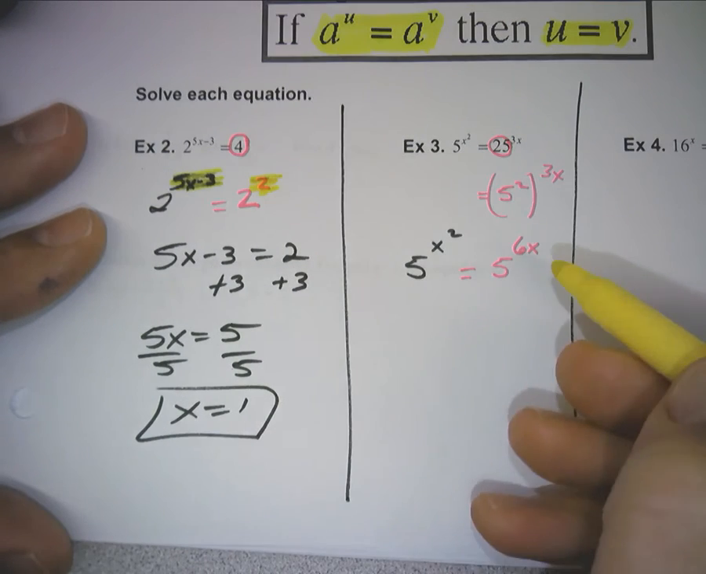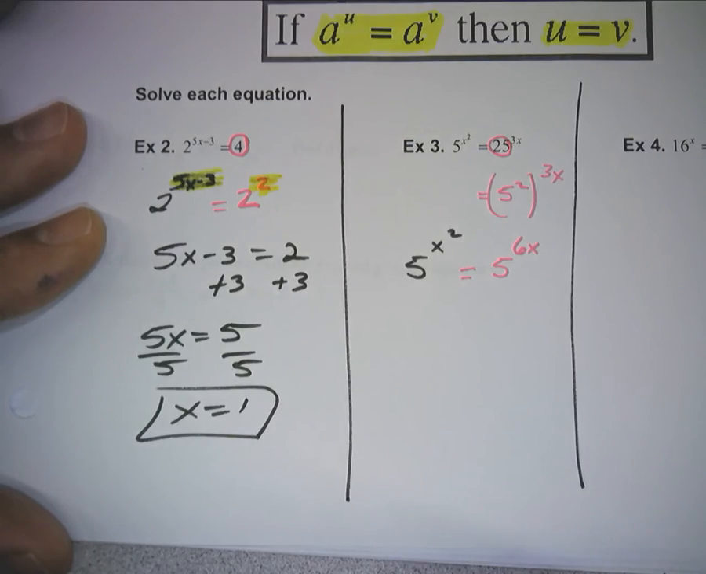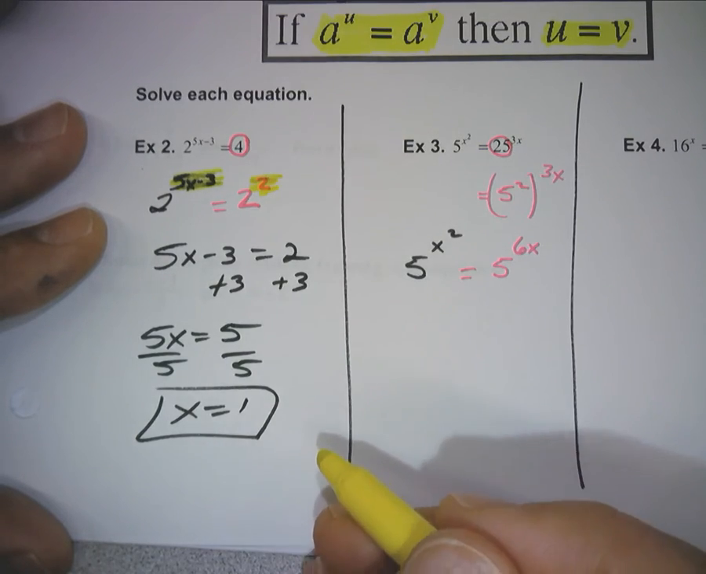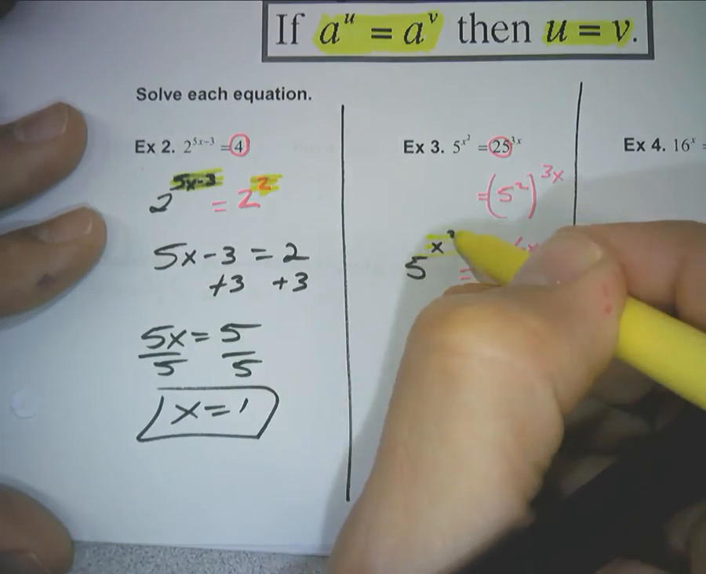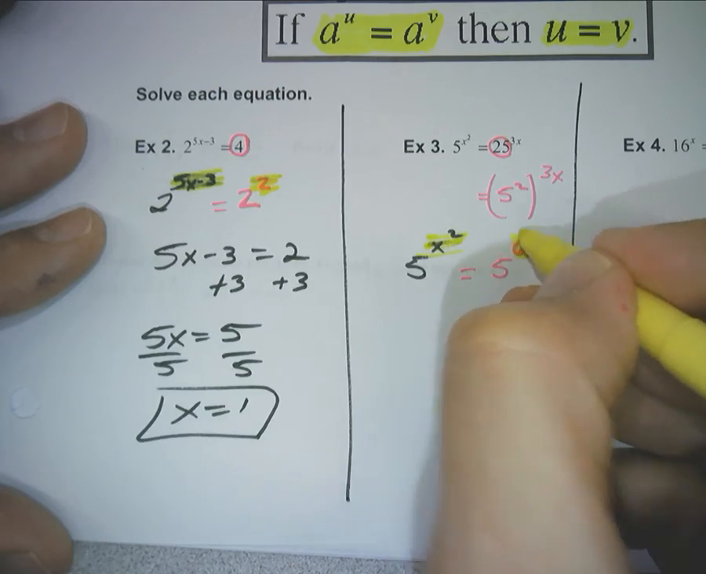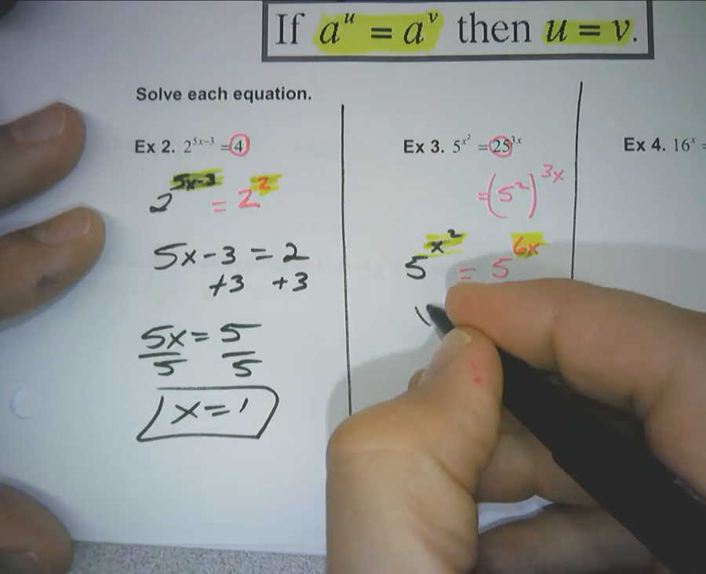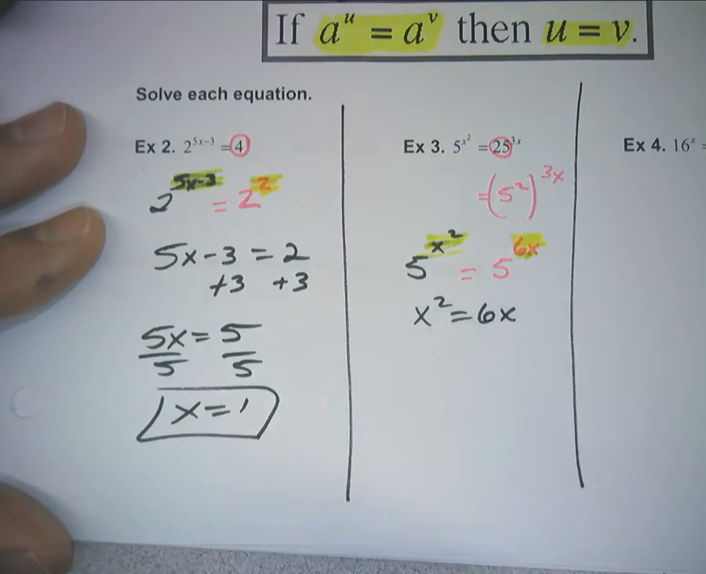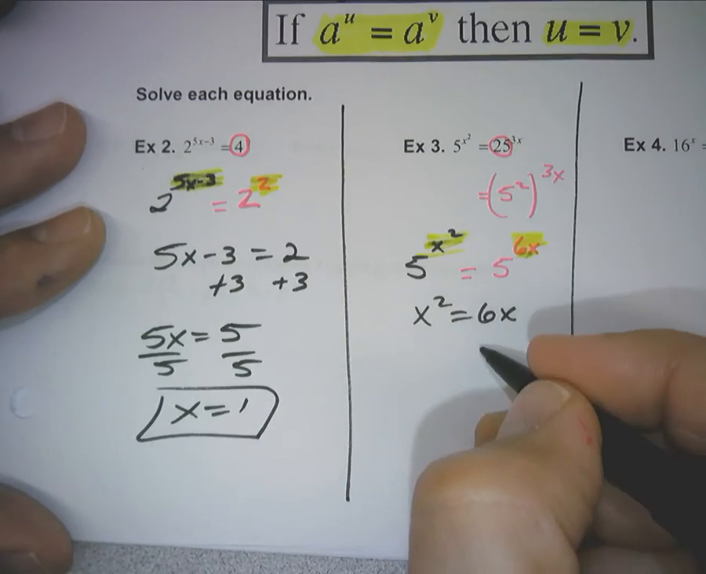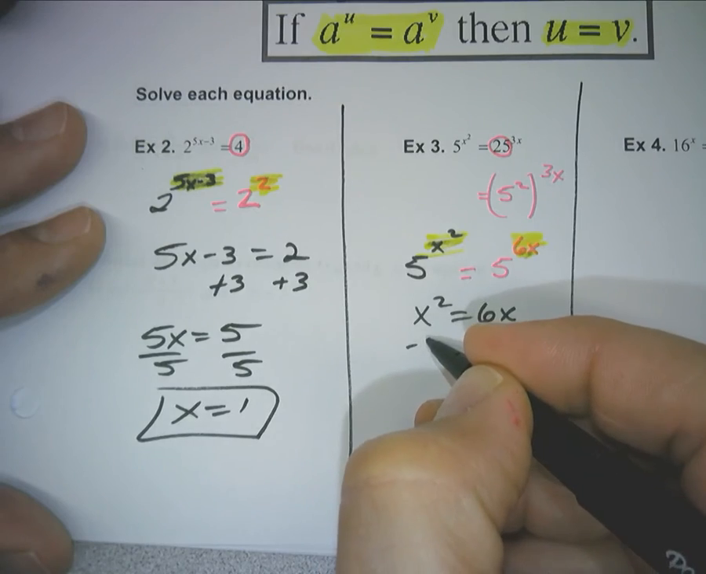Fantastic. Questions on how we got 5 to the 6x? We're okay with that. Bases are the same. They're both 5. Set my exponents equal. Set x squared equal to 6x. Get your stuff on one side.